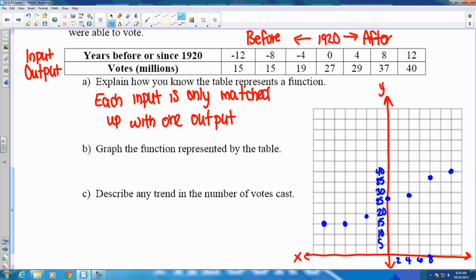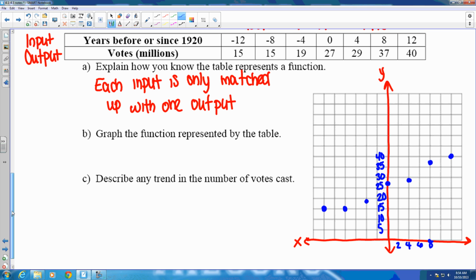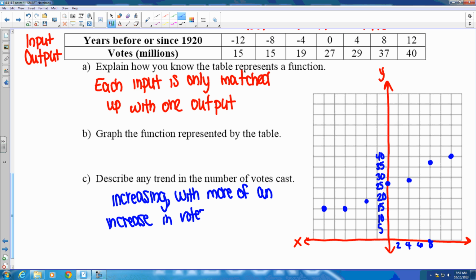Again, we do not connect the points because we were only given that many points. Describe the trend. Before 1920, it was kind of leveling off. It went up a little bit in 1916, but afterwards it definitely was increasing. So we have it was increasing with more of an increase in votes after 1920.